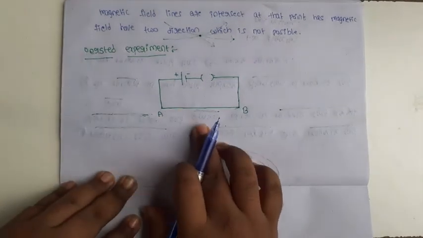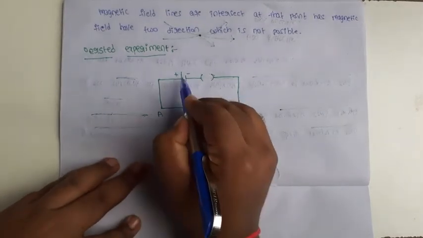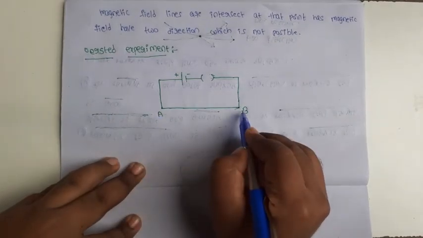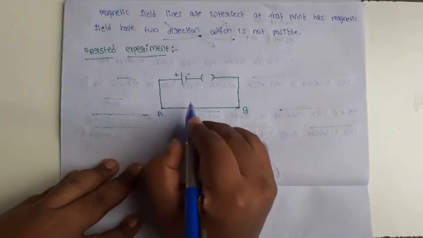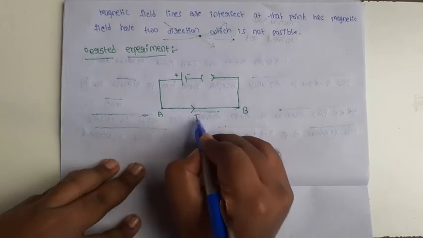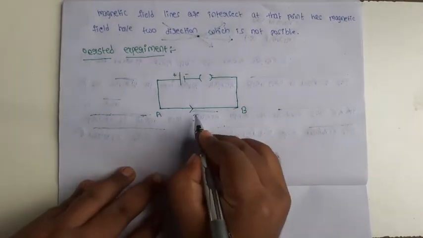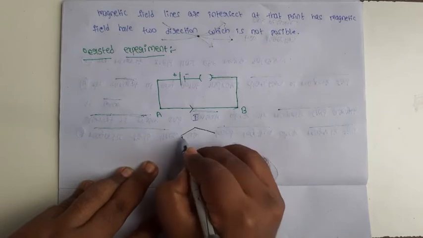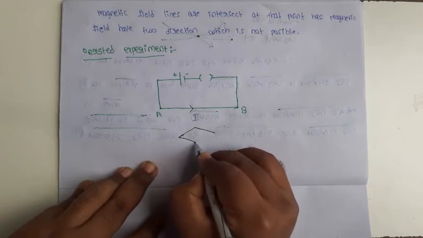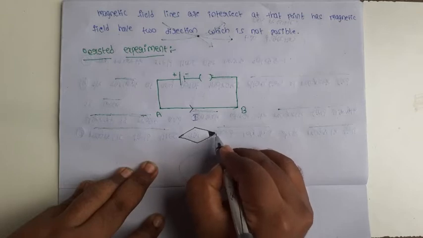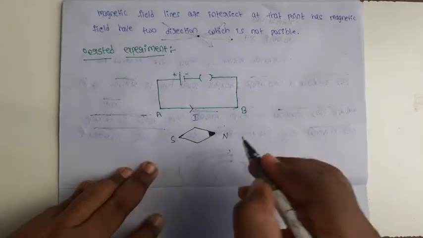When you switch on the electric circuit, what happens? Due to the potential in the battery, electric current flows in the electric wire AB. The direction of the electric current is positive to negative, so A to B. This is the direction of the current. Below the electric wire, he placed a magnetic needle. This is the magnetic needle. The magnetic needle consists of a north pole and a south pole.